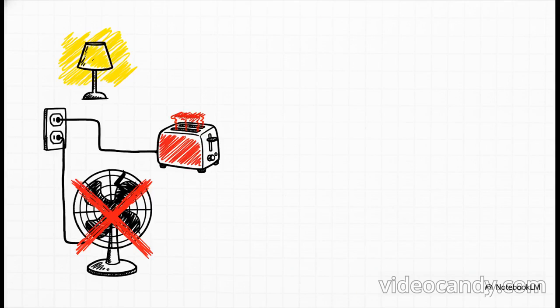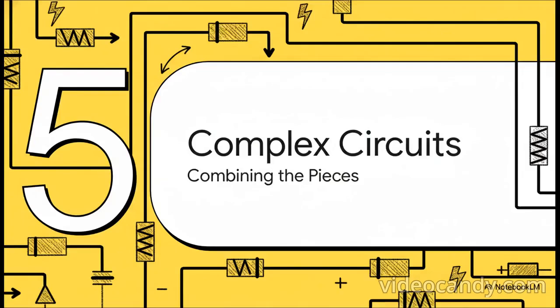And that's exactly why your house is wired up in parallel. Think about it. Every single outlet, every light switch, is on its own little branch of the circuit. It's way more robust and practical. You can plug in a toaster, and it won't suddenly turn off your TV. Thank goodness for parallel circuits, right?